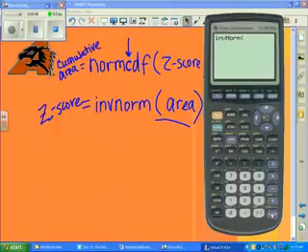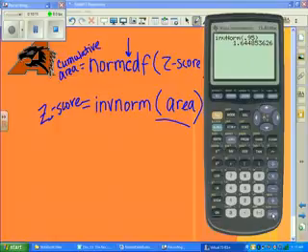What's the area that I put in? 95%. You have to put it in as a decimal, 0.95. And there is the z-score that falls at that point. And what did we round it to? 1.645. Ta-da. Okay, so let's do a sample of the other one.